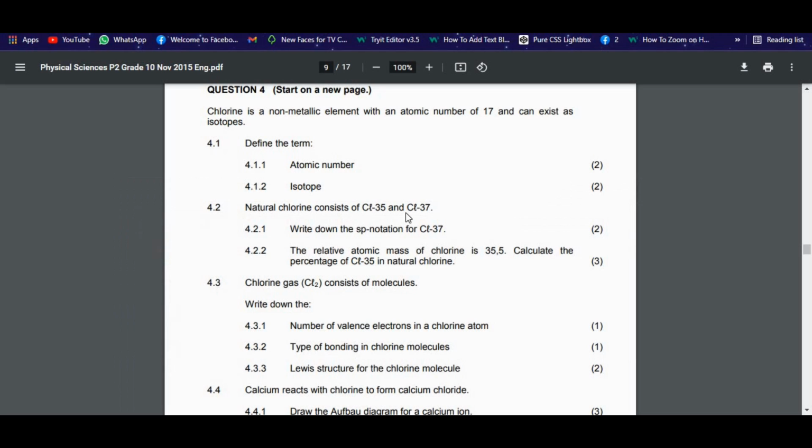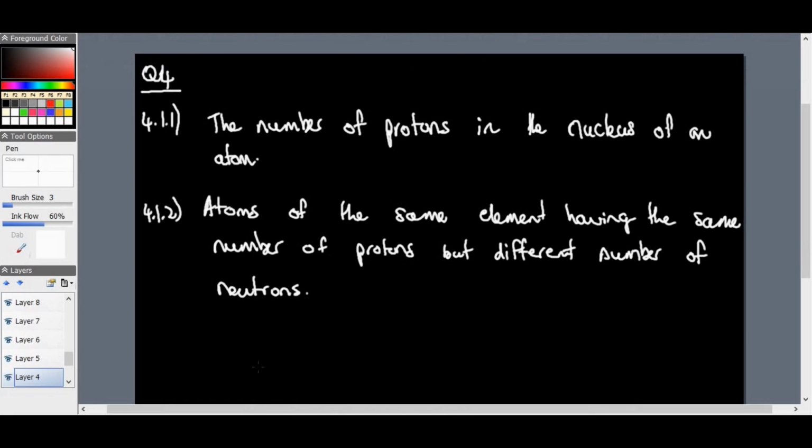Let's check out the next question there. 4.2.2. They say that natural chlorine consists of chlorine-35 and chlorine-37. Write down the SP notation of chlorine-37. So this is a good example of isotopes. They have the same atomic number, but they have different mass numbers. Now, atomic numbers of chlorine are the same, but you can see they have different atomic masses there. One is 35 and one is 37. So the SP notation of Cl-37, this is 4.2.1.